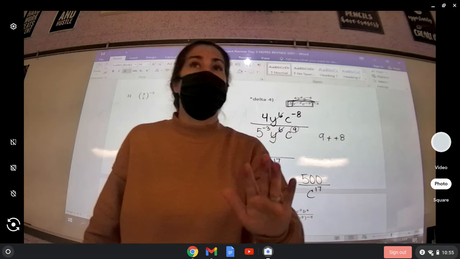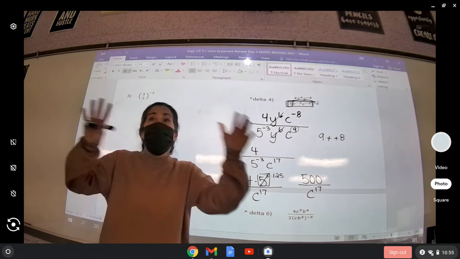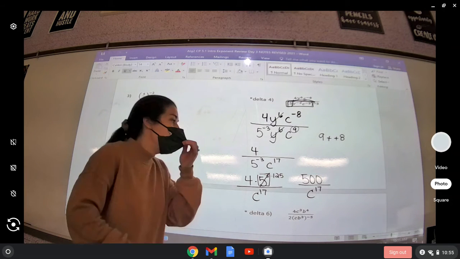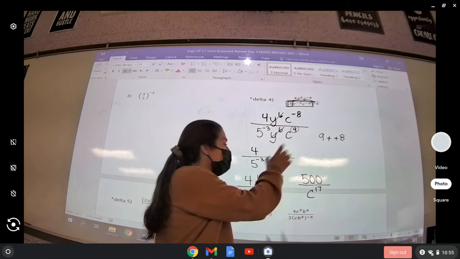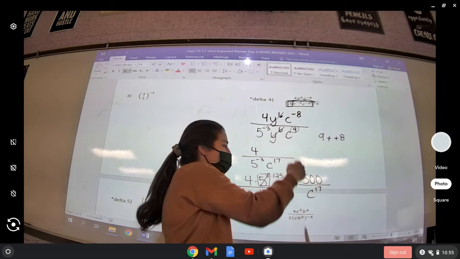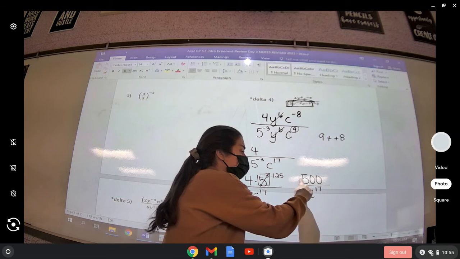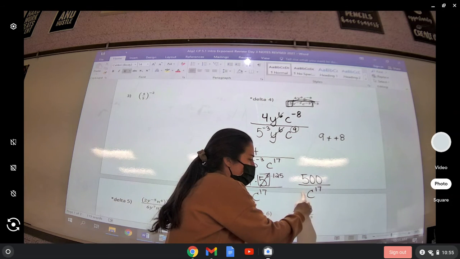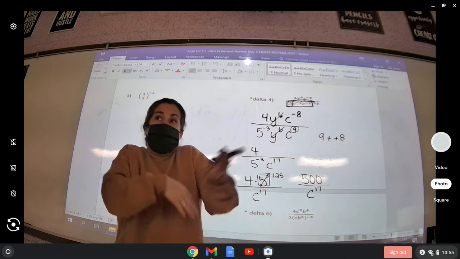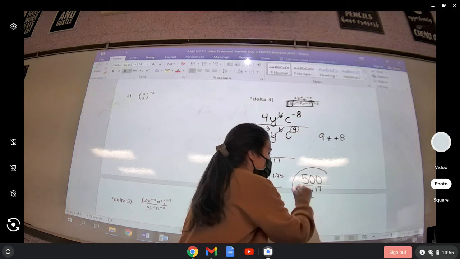And let me tell you why I know it's finished. Number 1, I know it's finished because I don't got any negative exponents looking at me. I got no negative exponents in my answer because you don't want them. I also know it's finished because I no longer have y's on top and bottom. I no longer have c's on top and bottom, so that's all simplified. And the number itself, 500 over technically a 1 here, doesn't divide or reduce anymore. So this is definitely a finished answer.